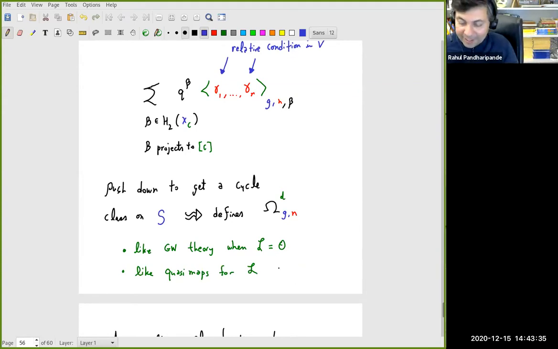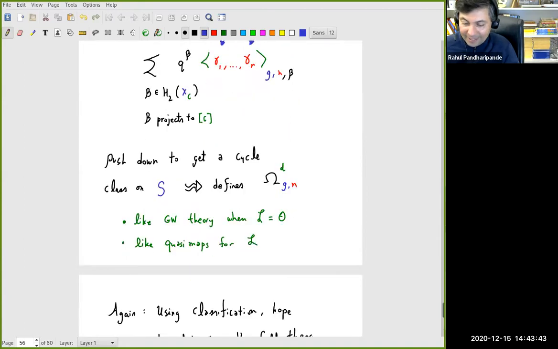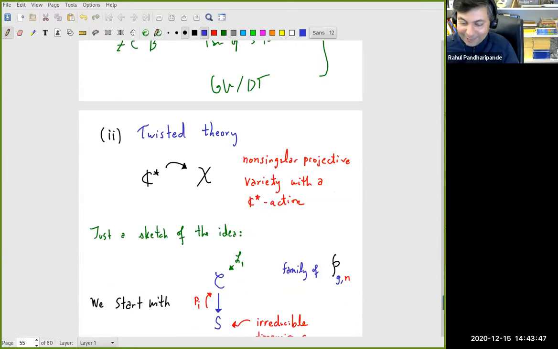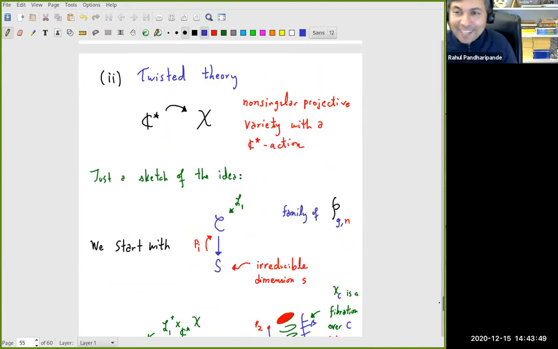But when you have this L twist, then it starts looking something like quasi-maps, but I'm not exactly sure what the, because, I don't know. So take it for what it's worth. If you think it doesn't work, then you should tell me, but it kind of looks like it works to me.